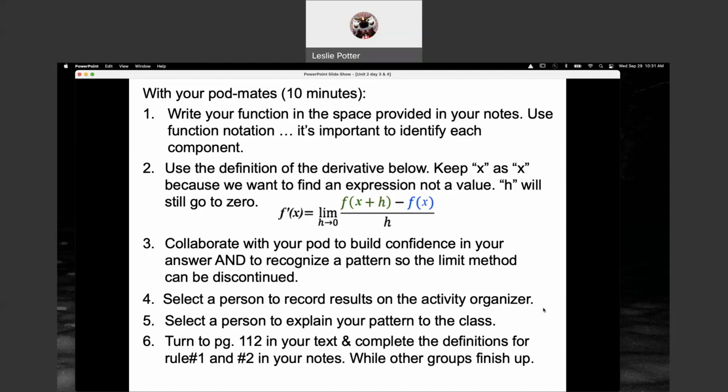What is this next term? What is this next term? Here's the power. What is this last term? Do your derivative without doing the limit method.